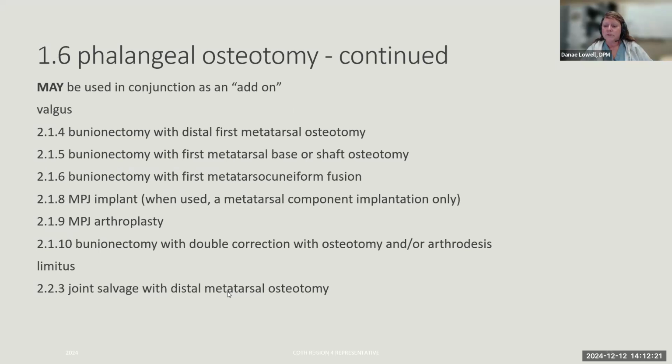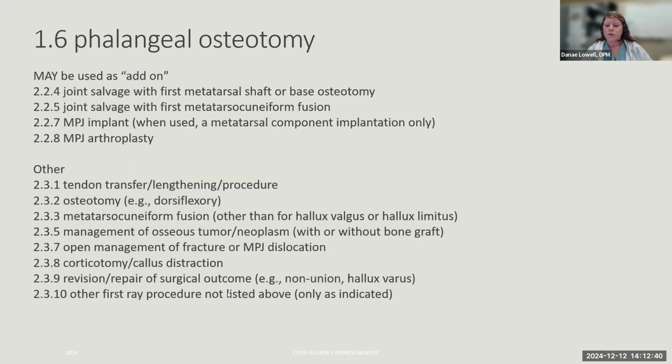However, the above procedures either do not involve the proximal phalanx, so an Aiken would possibly be performed in conjunction, or not indicated, such as a 2.1.9, which may be a Keller, where an Aiken would not be performed. As you progress through the first ray subcategories of valgus, limitus, and other, you see a pattern of when an osteotomy of the digit is appropriate to log separately versus when it is included in the index procedure.